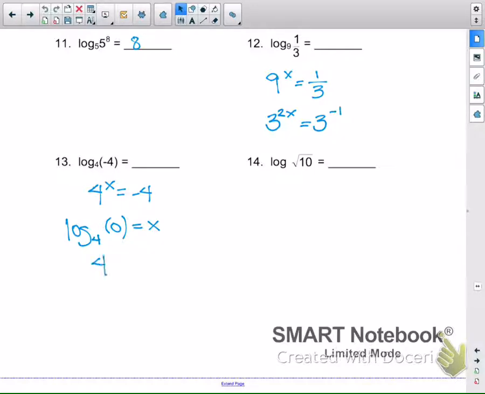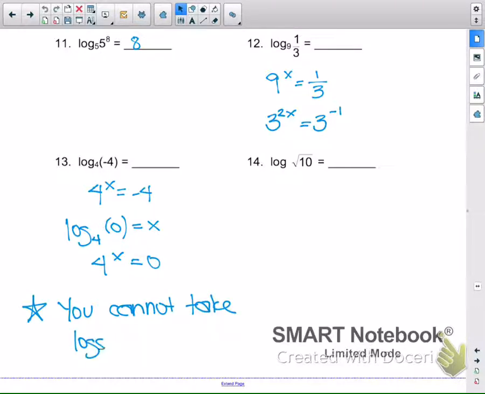4 to what power gives me 0? Nothing. 4 to the 0 power gives me 1, but it doesn't work the opposite way, right? So, real big, bold down here. You cannot take logs of what kind of numbers? Negative or 0.